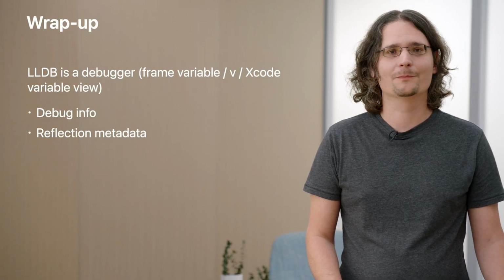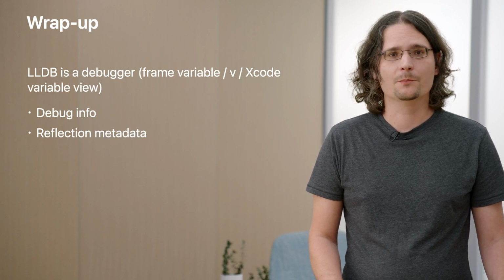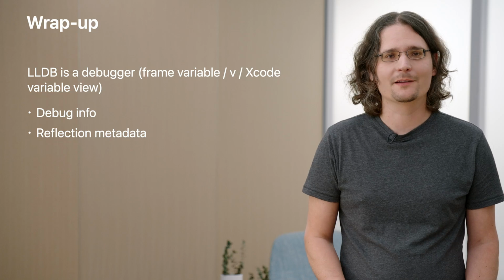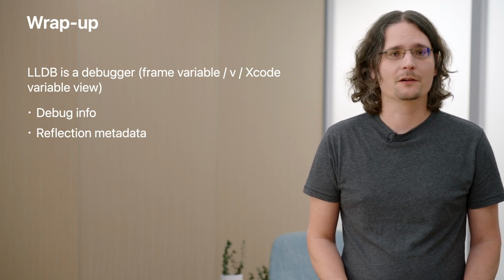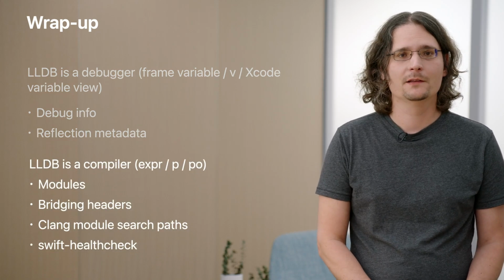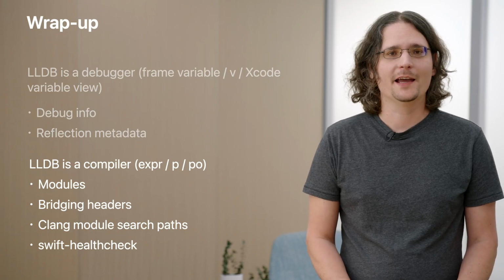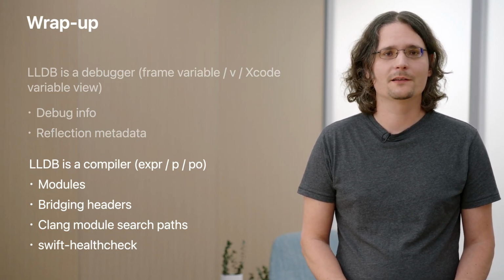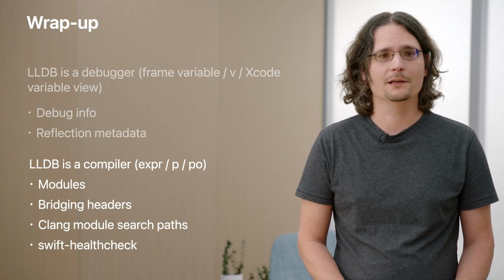That's all I have for you. Today we learned about LLDB's dual nature as a debugger and a compiler. The debugger needs debug info and reflection metadata to function and provides the Xcode variable view and the v command. The compiler needs modules and is sensitive to search paths. It's behind the expr, p, and po commands. A good way to get at the compiler diagnostics is the new Swift health check command in LLDB.